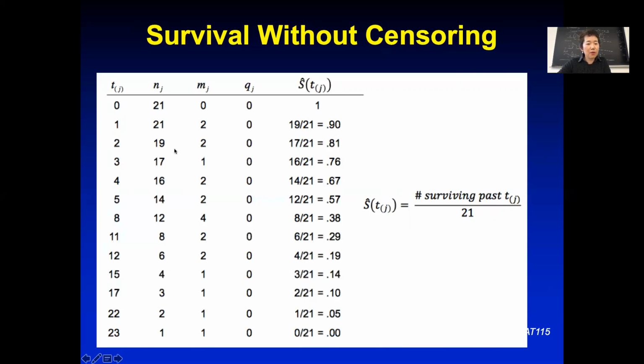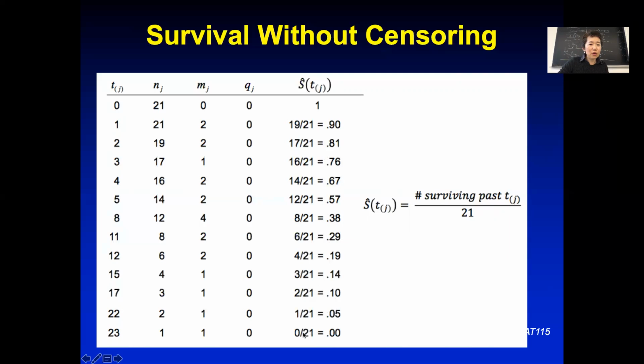And then at this time point, 2 people died, and so we know that there are like 17 patients out of 21 still alive, and at this time, you have another death. So 16 patients out of 21 are still alive. So if you don't consider censoring, this is your kind of probability of survival with time.